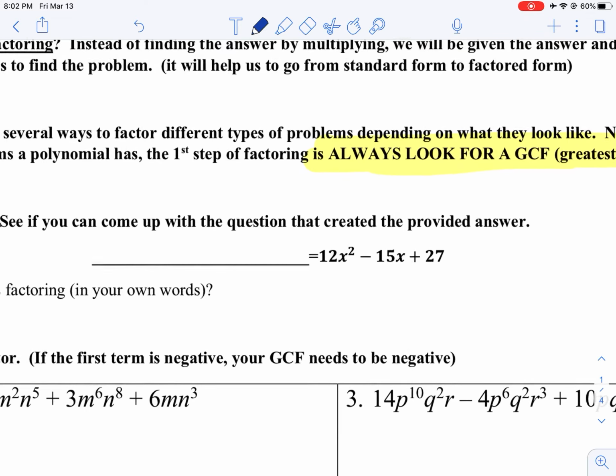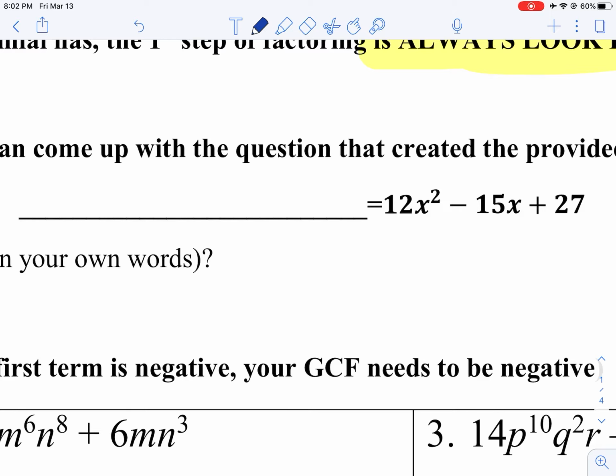So if I'm looking at this right here, I'm going to look at each term separately and say, what number goes into each one of these? So what number goes into 12, 15, and 27? In this case, 3 goes into each one of these. If I take out a 3, that means I'm left over with 4x squared. So what did I really do? Instead of multiplying, I divided. So on this one, I'm going to get a 5x. And then last but not least, I would get a 9.